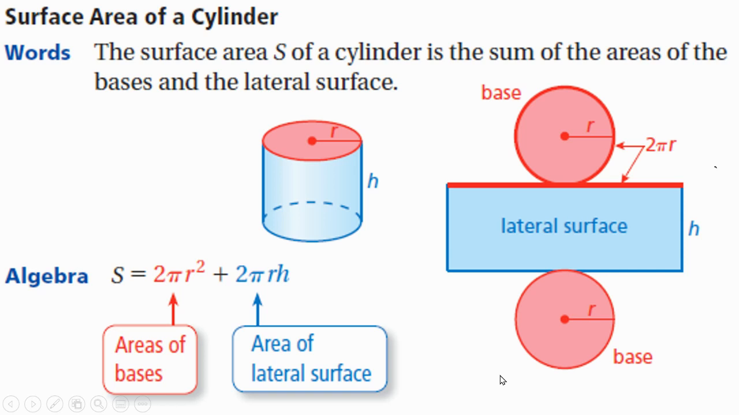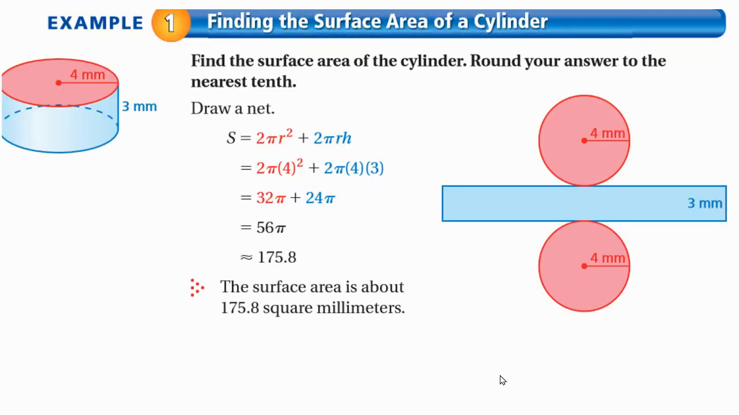Alright, welcome to surface area of a cylinder. So the surface area of a cylinder is the sum of the area of the bases and the lateral surface. Notice how there's two circles and then there's a rectangle if you're going to unfold that cylinder and make a net. So the formula we use is 2 pi r squared, that's the area of the bases, plus 2 pi r h, that's the area of the lateral surface.